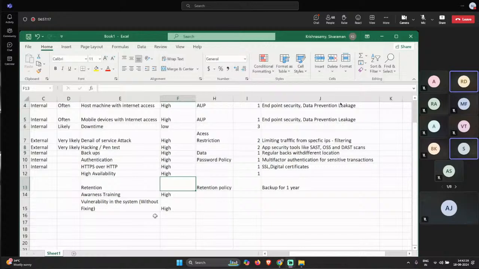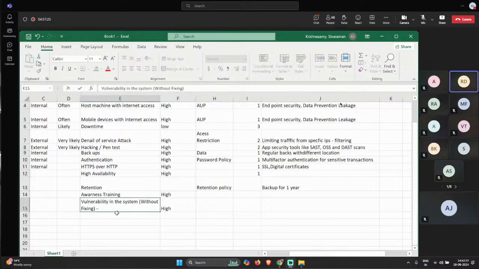I just added one another item here, sir. Vulnerability in the system without fixing. No, but you see, when you call it a vulnerability, it exists in the system. So you have to fix it after you identified it. Correct. If it is not fixed, then that is also a risk. Yes, of course. If you identify something and you're not fixing it, then what's the purpose of identification? Whether it may be in the code or in a third-party library or whatever it may be.